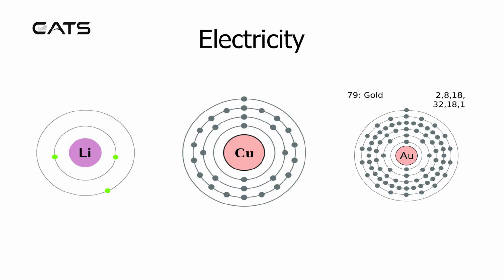If we look at lithium, we can see that there's one free spare electron in its outermost shell. Copper also has one free spare electron in its outermost shell. And gold also has a free spare electron in its outermost shell. It's these spare electrons which can be used to conduct electricity.